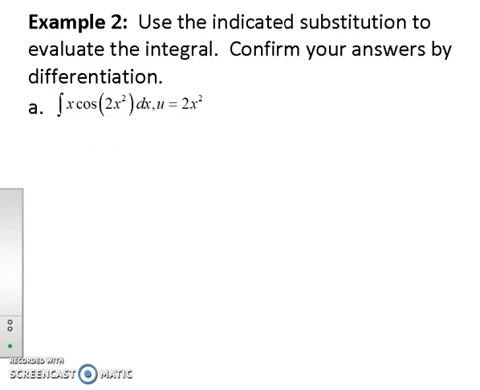Now we're going to look at what if it gets a little bit more involved. So here, for example, I want to do the integral of x cosine of 2x squared dx. Now I'm looking at this and I actually see multiple functions. I see x, I see cosine, I see 2x squared, and the 2x squared is actually inside of the cosine function.